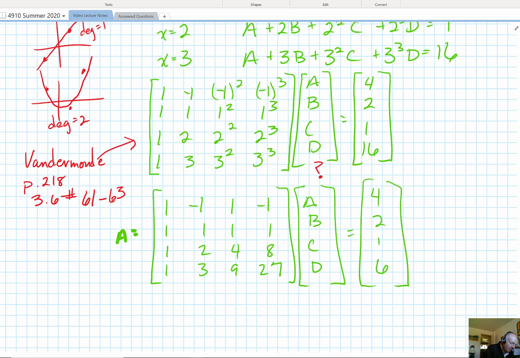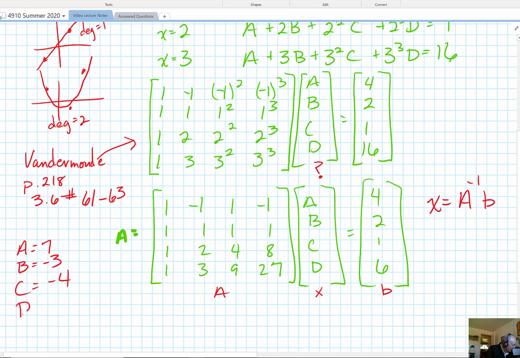How do we solve this? Remember how we do this? The solution is going to be the inverse of the coefficient matrix times b. This is A, this is x, this is b. Okay, so I'll leave you to solve that. Once you've done that, you'll figure out what a, b, c, and d are, and you end up getting a equals 7, b equals -3, c equals -4, and d equals 2.